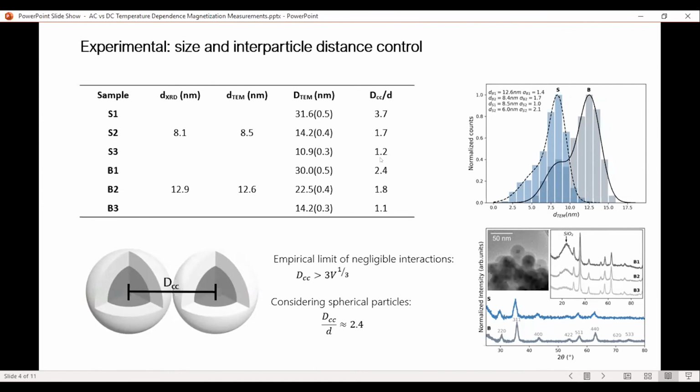What we wanted to check was whether we were below an empirical limit of negligible interactions, which is obtained through this equation, and for spherical nanoparticles is about 2.4. And what we can see is that for this cohort, I'm going to talk about S and B as small and big core nanoparticles, that for the small core nanoparticles we went way above that limit, while for the big core nanoparticles we were right at the limit of 2.4 for considering the dipolar interactions.